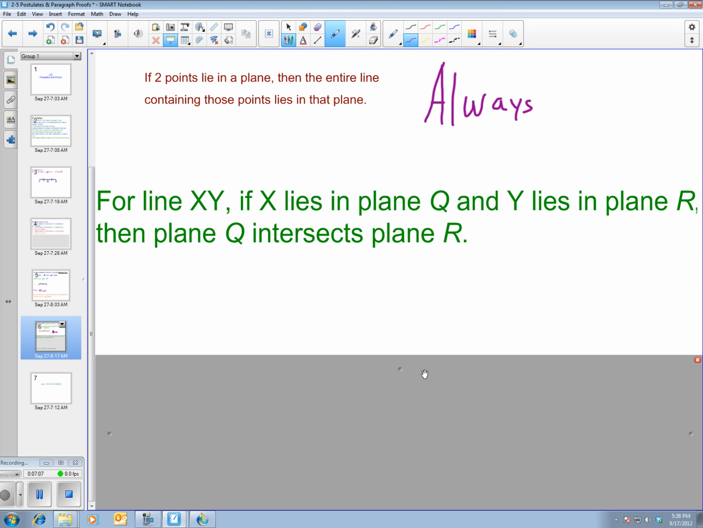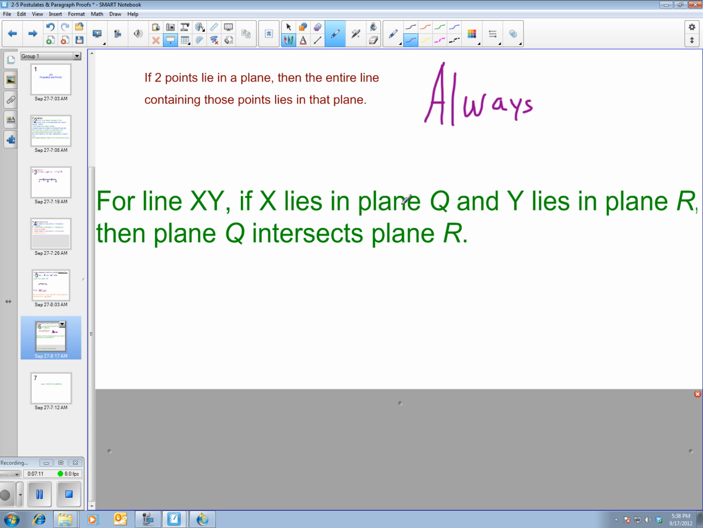Here's another example. For line XY, if X lies in plane Q and Y lies in plane R, then plane Q must intersect plane R. What we're saying here is, if you think of your room, wherever you are right now, if you put X on the wall and Y on the floor, you can connect those two, because any 2 points make a line. So no matter where you put those points, they're going to make a line. If we put the first dot on the wall and the second dot on the floor, those 2 planes run into each other. Now, what if we decided to put the point on the ceiling and the other point on the floor? Now those points aren't going to run into each other.